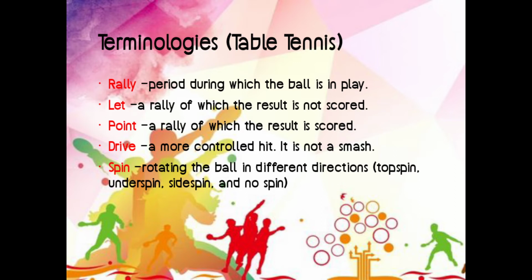Another is what we call spin. Spin is rotating the ball in different directions. Some of the types of spin are top spin, underspin, side spin, and no spin. Spin can be put on any shot used in the game. It is placed on a ball to allow it to curve down onto the table.